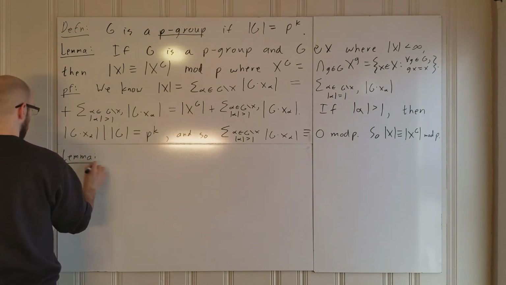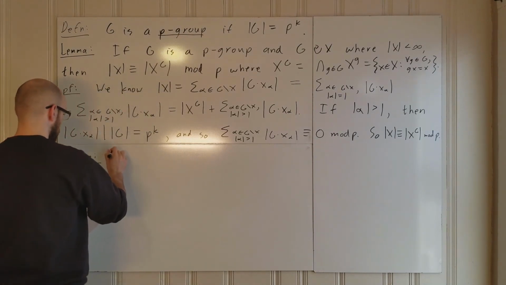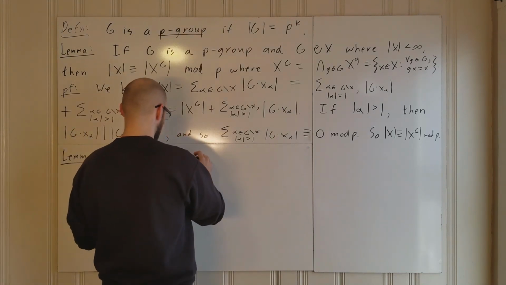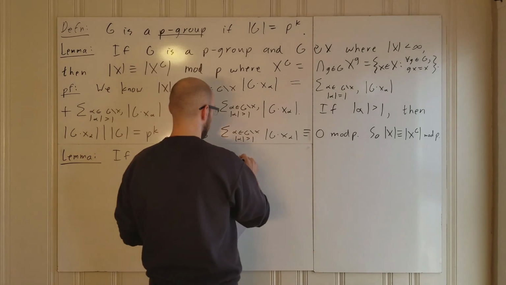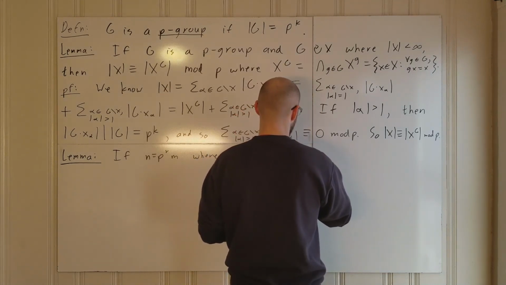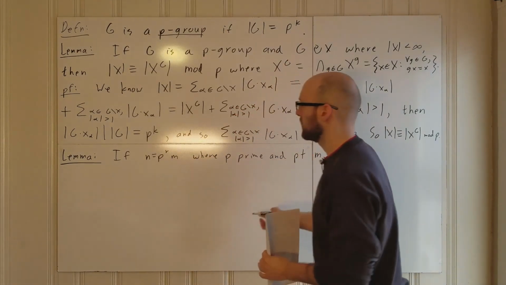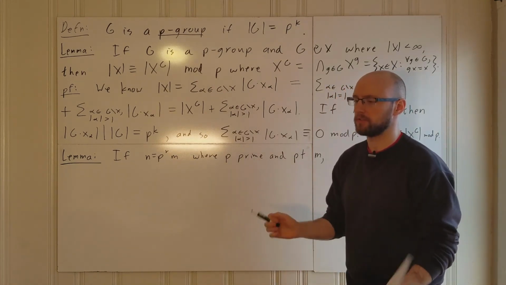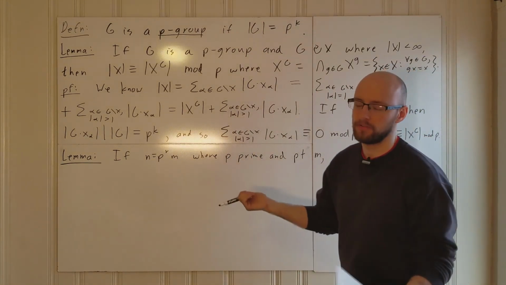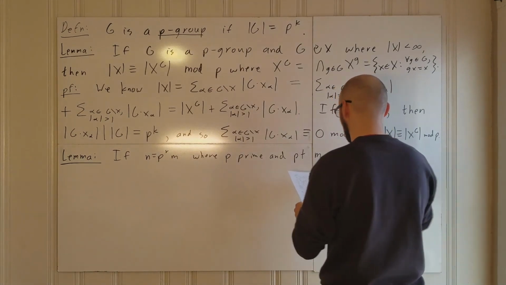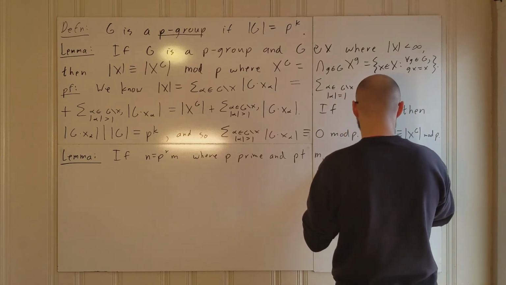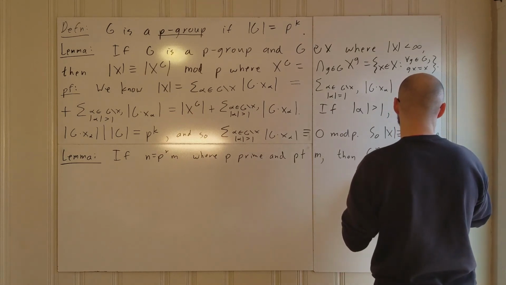This is actually kind of a neat proof. If n equals p to the r times m, where p is prime and p does not divide m (you could also say that p and m are relatively prime, or that their greatest common divisor is 1, but this is a little more intuitive for me, though of course they're all equivalent statements), then n choose p to the r is equivalent to m mod p.